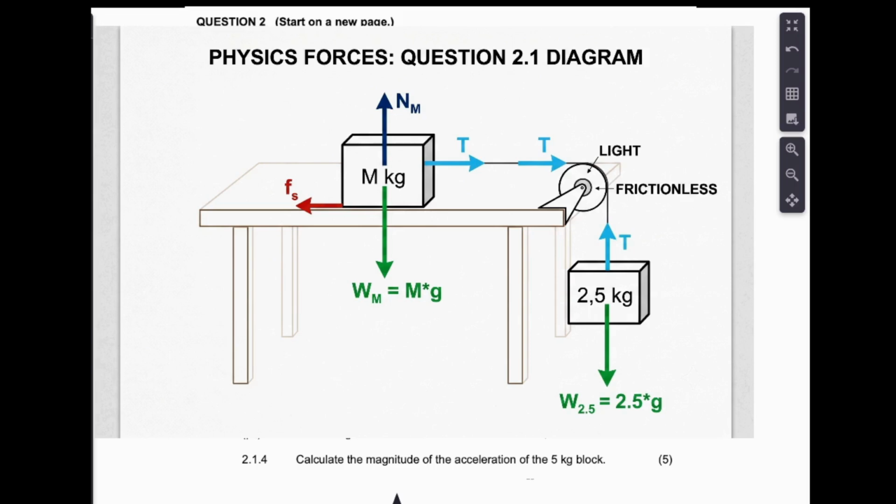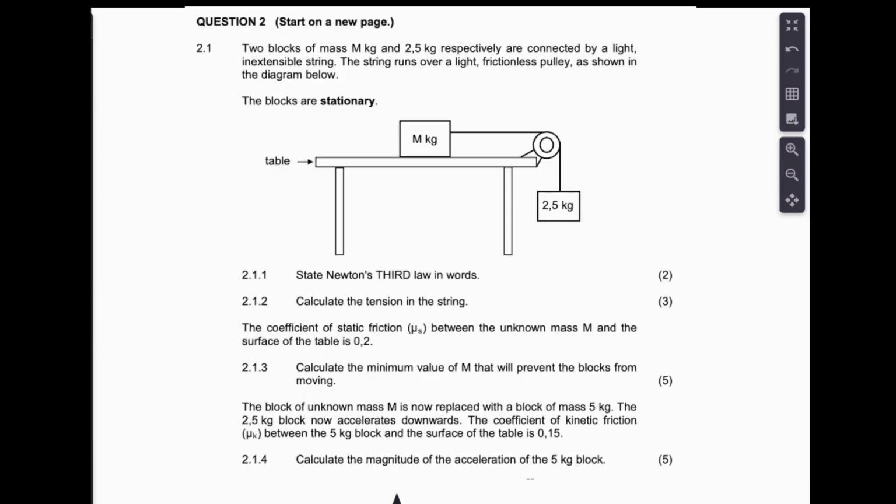It would be a normal force acting on mass m, a frictional force pulling in the opposite direction, while the other force is hanging. Okay. Now, the blocks are stationary. Question 2.1.1, state Newton's third law in words.